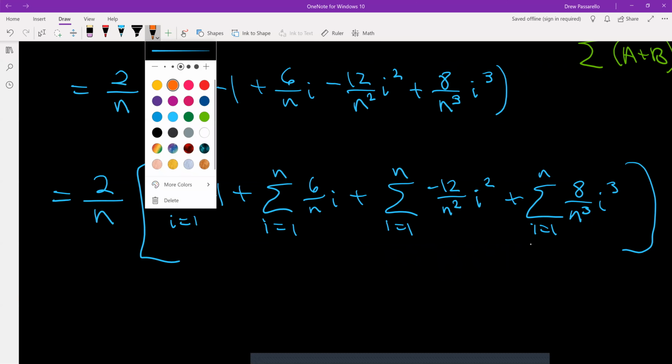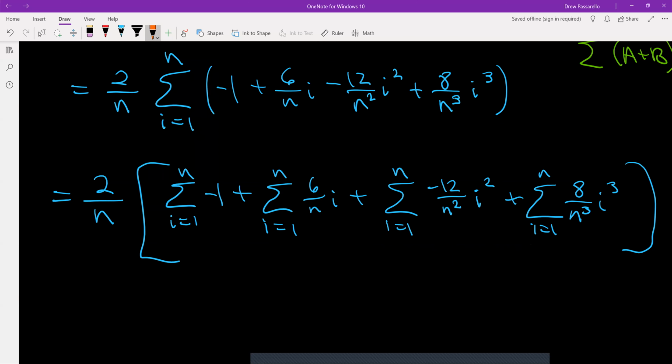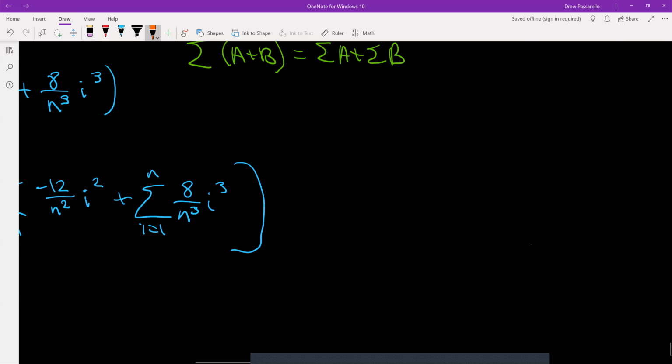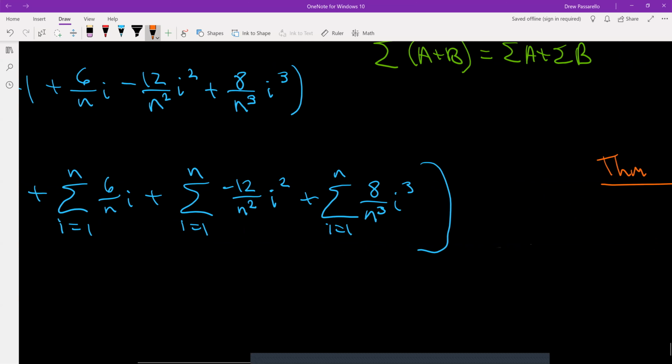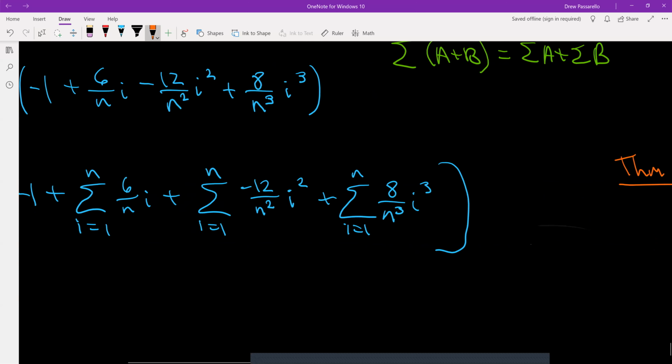I know from theorem 4.2, so let me go ahead and just write down all the formulas that we're going to use. And it looks like we have i squared, i cubed, and the case for -1. So we're going to use all 4 formulas.